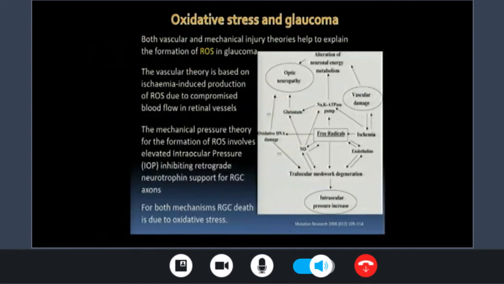You can see that the vascular and mechanical theories can be explained by formation of reactive oxygen species. The vascular theory is based on ischemia-induced production of reactive oxygen species due to compromised blood flow in retinal vessels. The mechanical pressure theory for formation of reactive oxygen species involves elevated intraocular pressure inhibiting the retrograde neurotrophin support for retinal ganglion cell axons. For both mechanisms, retinal ganglion cells die due to oxidative stress.